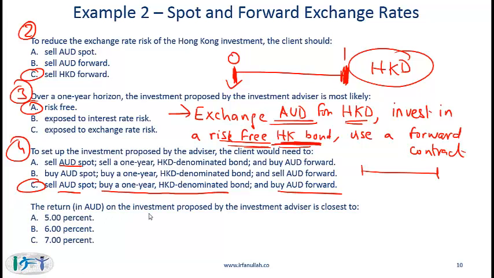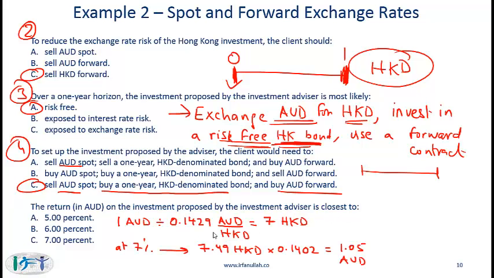And finally, we need to calculate the return on the investment proposed by the investment advisor. Look at the numbers given in the question and come up with an answer before you look at the solution. To solve this problem, let's say that we start with $1 Australian. Given that the exchange rate is 0.1429 Australian dollars to Hong Kong dollars, this is the spot rate. We can convert $1 Australian to 7 Hong Kong dollars at this spot rate.